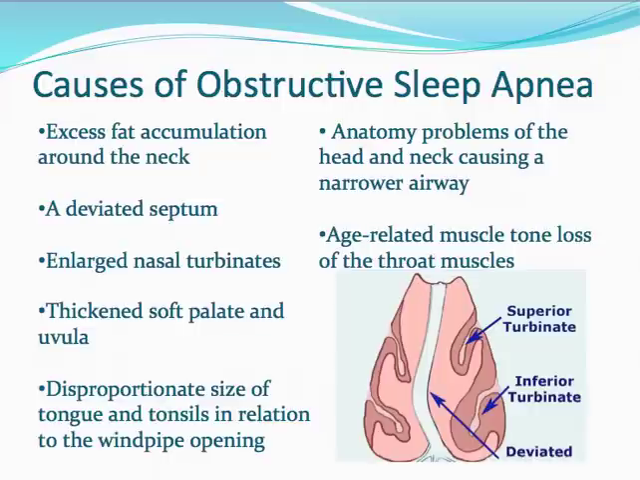Also, a disproportionate size of the tongue and tonsils in relation to the windpipe opening. So if you have an extra large tongue or tonsils, which some people have, that can also cause obstructive sleep apnea. Then looking at the top right of the screen, anatomy problems of the head and neck causing a narrow airway. So some people are just born with an airway that's narrower than usual. That can cause obstructive sleep apnea.